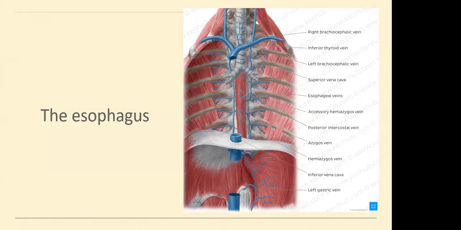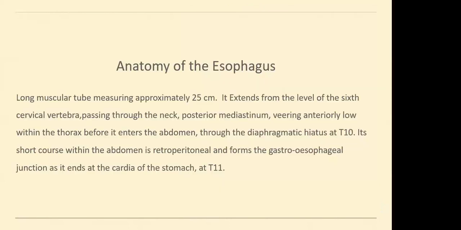Our next topic is the esophagus. It's the first structure we are going to explain in the gastrointestinal system. The anatomy of it, it's a long muscular tube measuring approximately 25 centimeters.